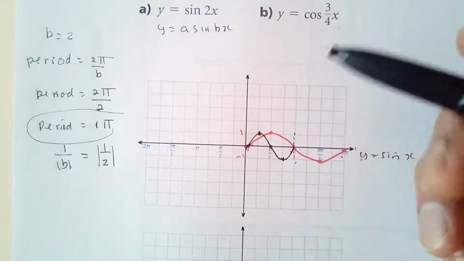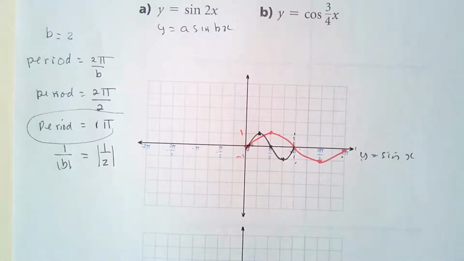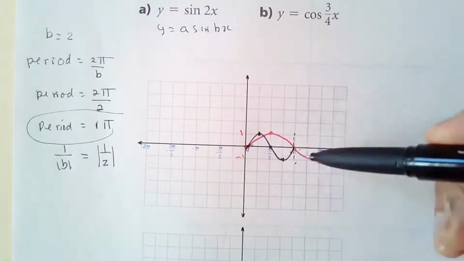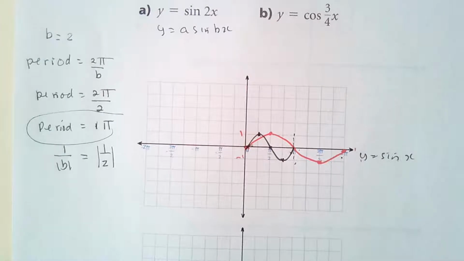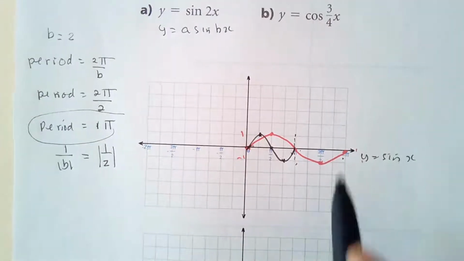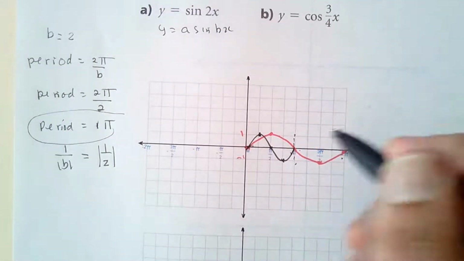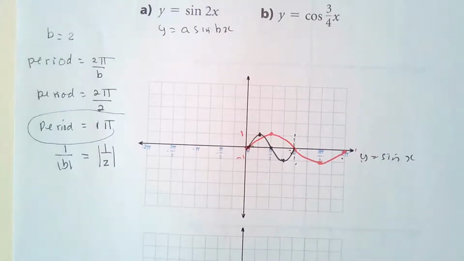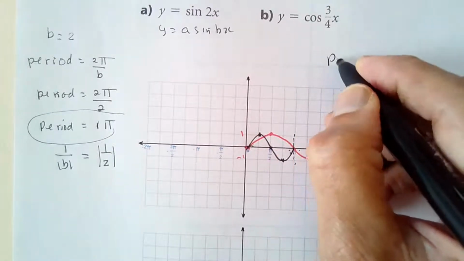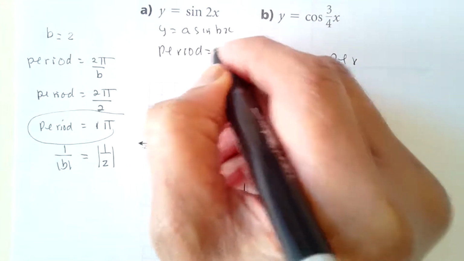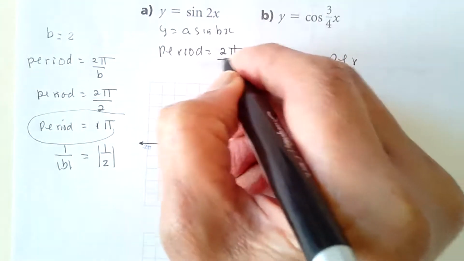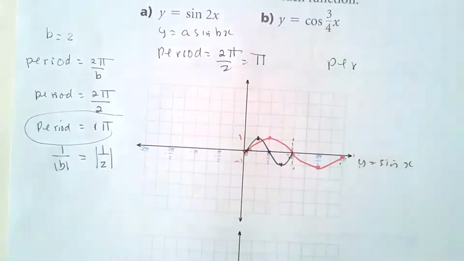Now, the next few lessons, 2 lessons from now, we're looking at the vertical shift and the horizontal shift. So that's your first one, first graph. So the period here is equal to 2 pi over 2, which is pi.